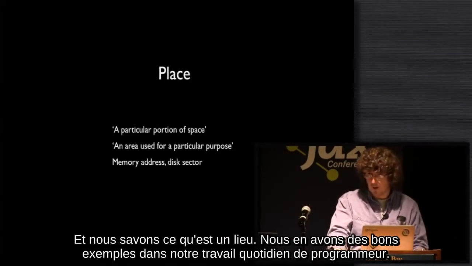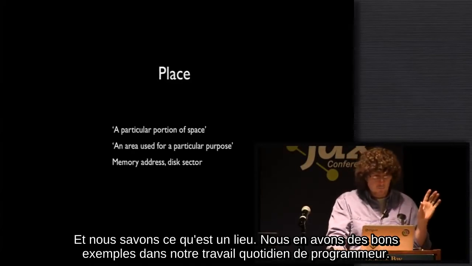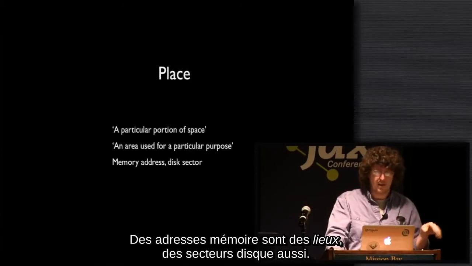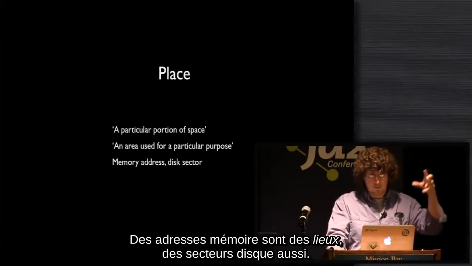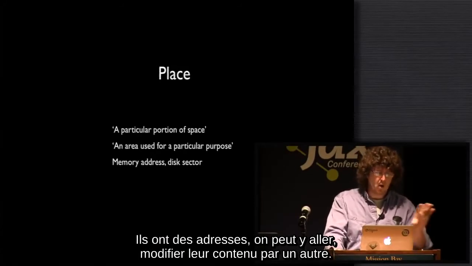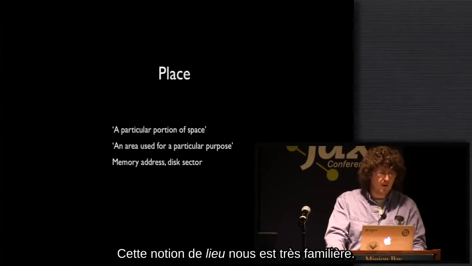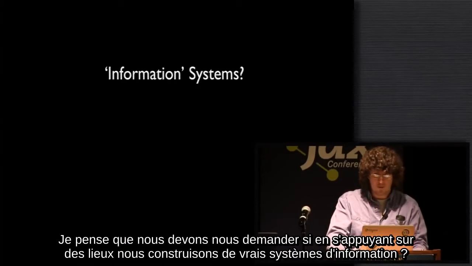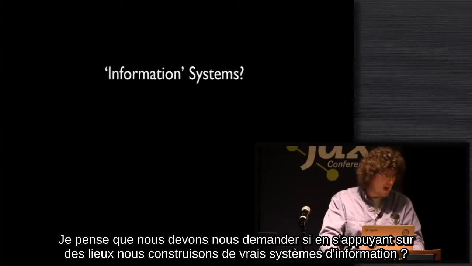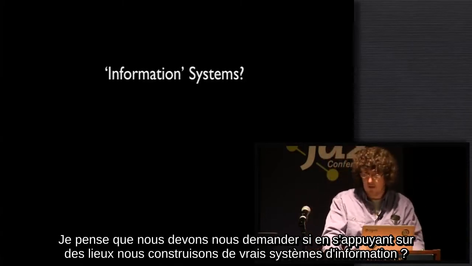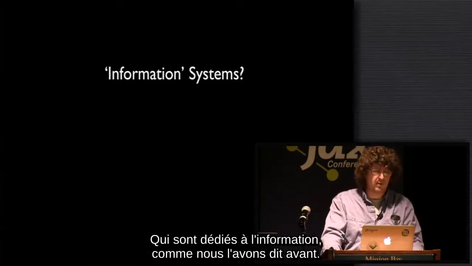And we know about places, right? We have good examples of places in our everyday work in programming. Memory addresses are places. Disk sectors are places. They have addresses, and we can go to them, and we can substitute their contents with other contents. We're very familiar with this notion of a place. But I think it's quite important to think about whether, with these memory addresses and disk locations, we're actually building information systems that are about information as we just defined it.